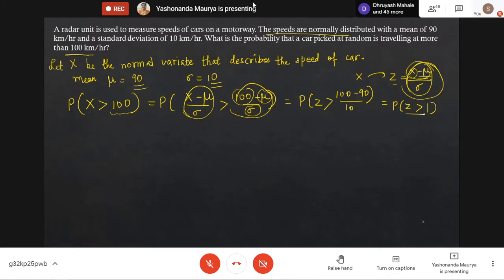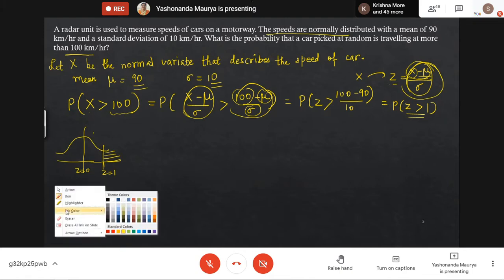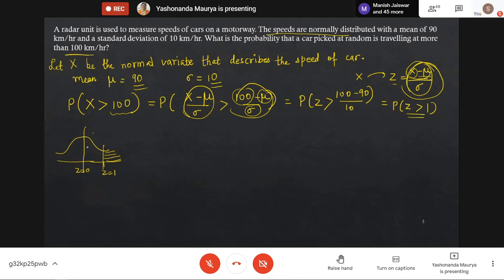The moment I get the condition on z, I'll draw the curve here. This is the point z equal to 0. Here will be the point z equal to 1. Mark it. Now, which region are we talking about? Z greater than 1. Greater than 1 means we are talking about this area. And how do we get this area? Our table gives which area? It gives the area in between, so it gives us the area between this region.